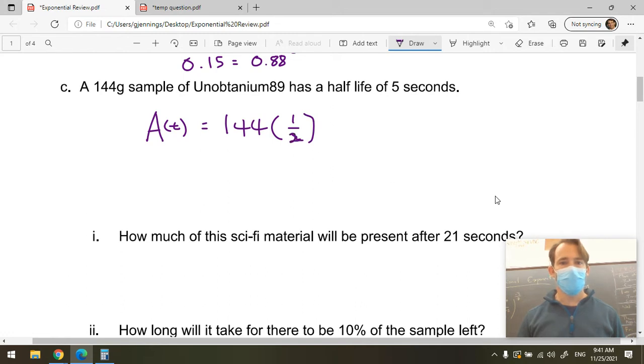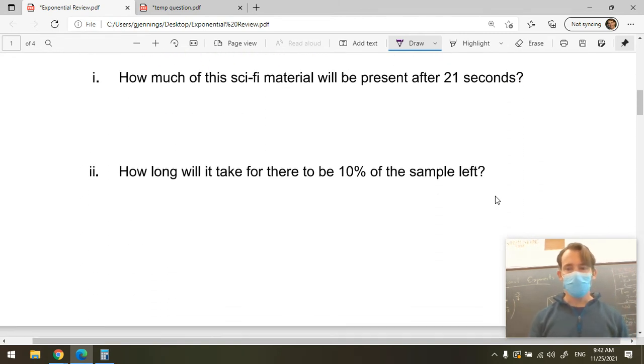That's a 2. This is 1/2 raised to t divided by the half-life. So here we divide by the half-life to create our exponent. And so that's our function. This predicts how much of this will be available after a certain amount of time. So how much will be present after 21 seconds? Plug it in.